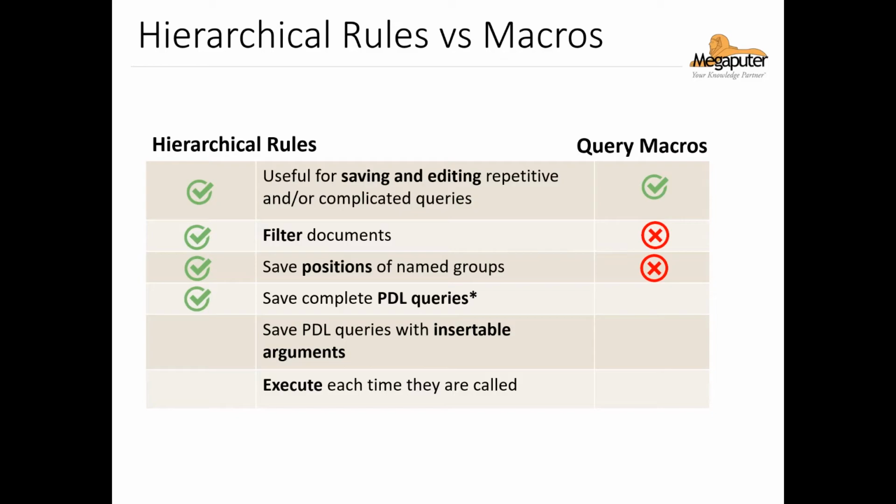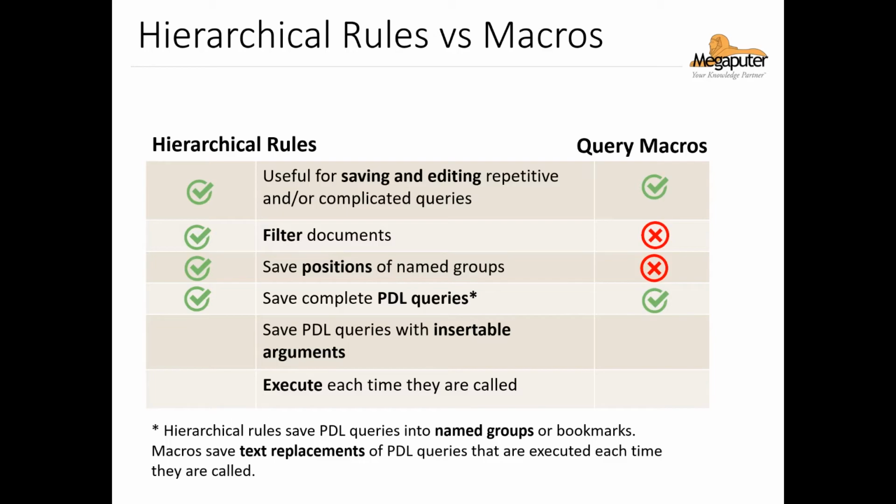You can save a complete PDL query in both. There are different ways of doing that. The hierarchical rules actually save the locations into named groups, but macros just copy and paste PDL. They don't actually save the positions, so you've got to remember that. However, hierarchical rules can't use insertable arguments. That's something a query macro can do. That's one advantage of the query macro so far.